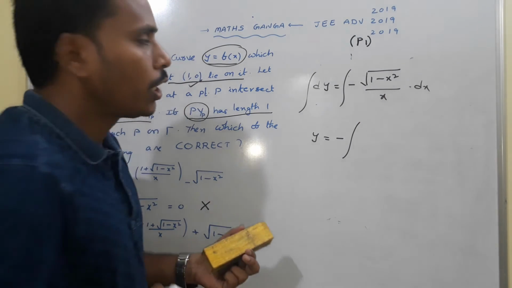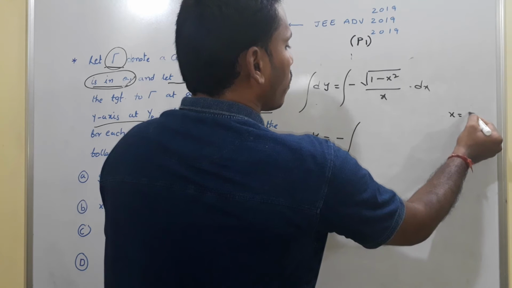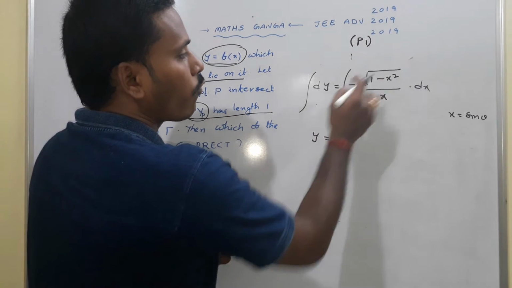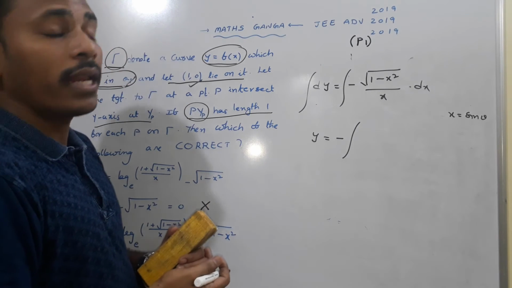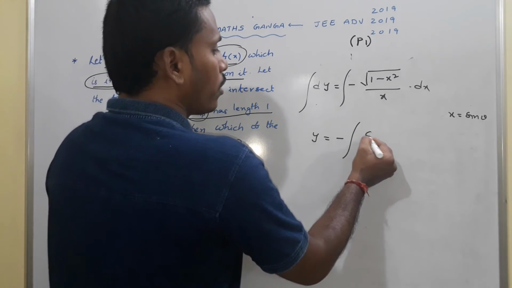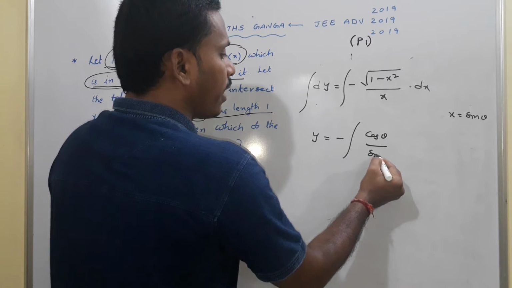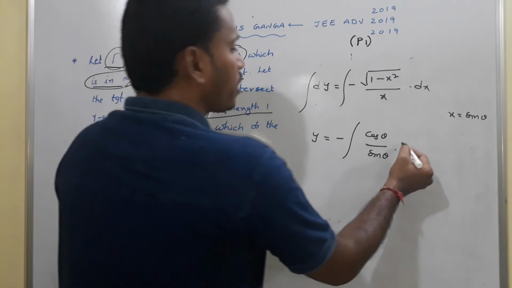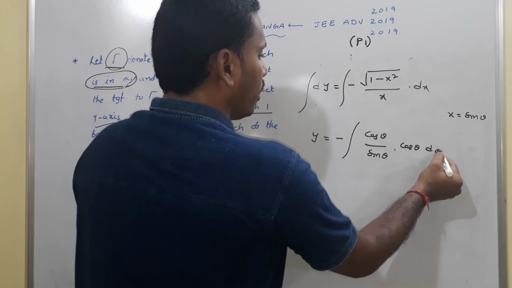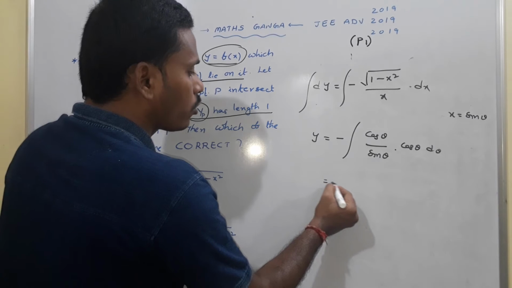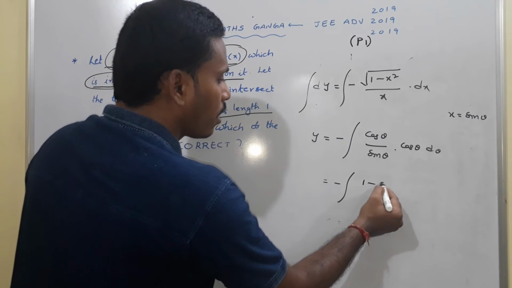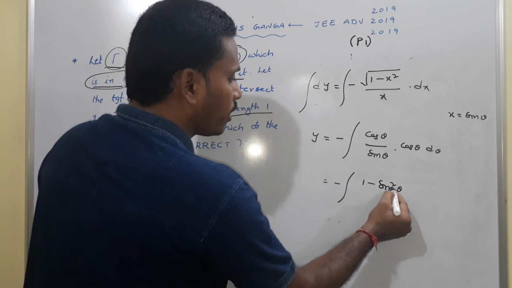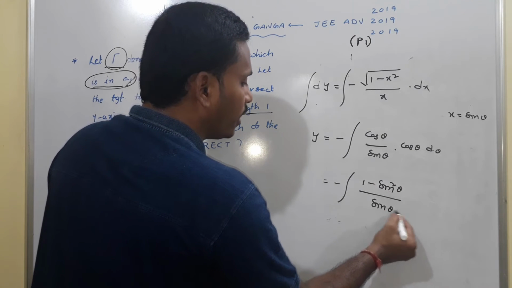To solve this one, you just take x is equal to sine theta. If x is equal to sine theta, root of 1 minus x square is root of 1 minus sine square theta, which is cos theta. So cos theta divided by sine theta into the derivative of x. The derivative of sine theta is cos theta, so cos theta d theta. So again this is equal to minus root of 1 minus sine square theta divided by sine theta d theta.